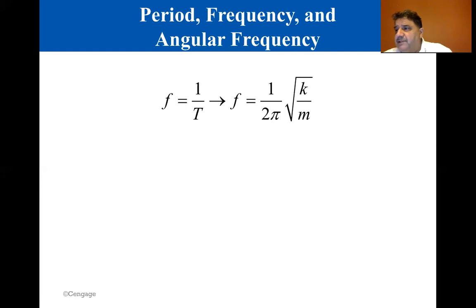The inverse of the period is the frequency of the motion. So the frequency of the periodic motion of a mass on a spring is shown here. The units of frequency are cycles per second, 1 over seconds, or hertz. Here is an expression for the angular frequency, omega. 2 pi f equals square root of k over m.